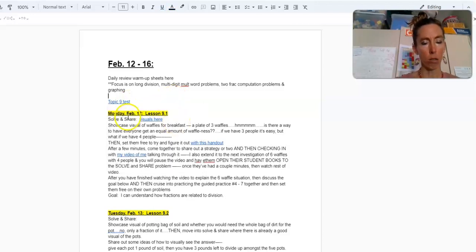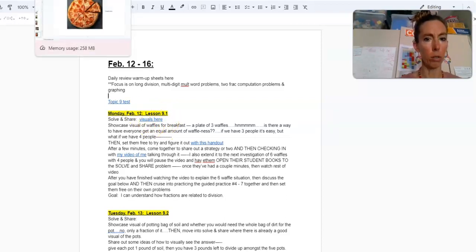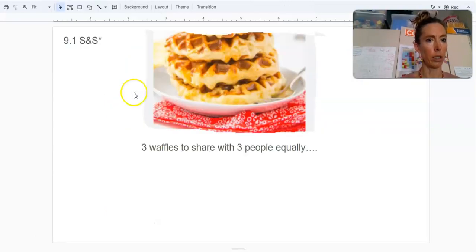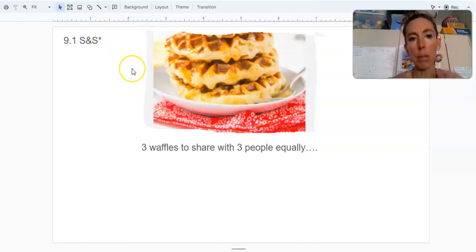Then Monday, we have 4 lessons coming up for this week before our February break. And to get into 9.1, you'll start off with a visual. So if you click there for your visuals, it's not going to be that one. It's going to be the first one. And I put a star next to it because you're going to do a little something first before you have them open their book and do the solve and share.